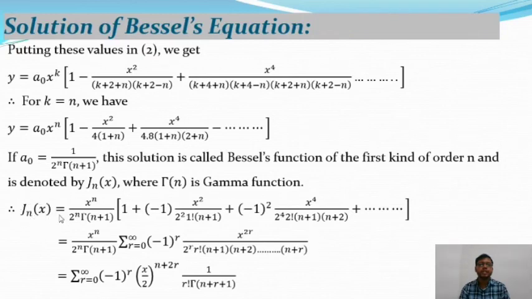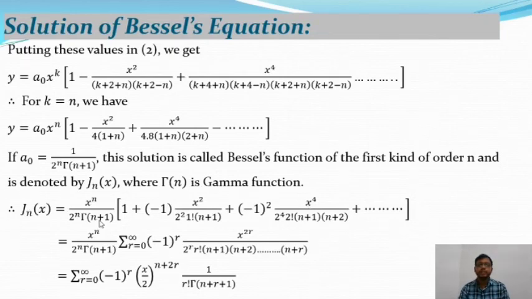It is denoted by Jn of x, and Jn of x is equal to x to the power n by 2 to the power n into gamma of n plus 1 into 1 plus (minus 1) into x square by 2 square into 1 factorial into (n+1), this is the second term, plus (minus 1) whole to the power 2, that means plus 1, into x to the power 4 by 2 to the power 3, this is actually 2 to the power 3 is equal to 8, into 2 factorial (n+1)(n+2), and up to infinity.